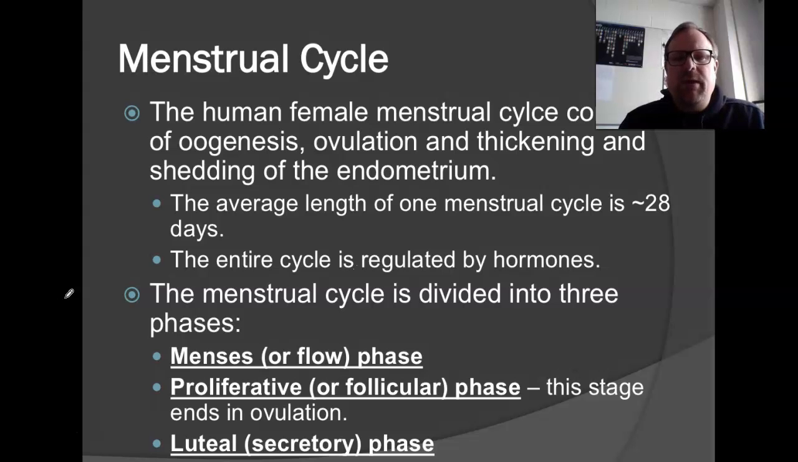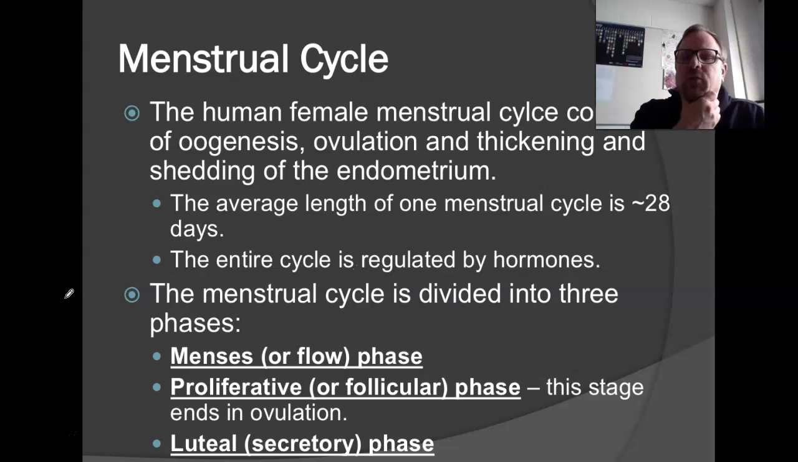The human female menstrual cycle consists of oogenesis, which is what's happening in the ovaries. We talked about that in the last lesson. Ovulation, and then the thickening and shedding of the endometrium. So there's what's going on in the ovary, and then what's going on in the uterus, in the inner lining of the uterus, which is the endometrium.